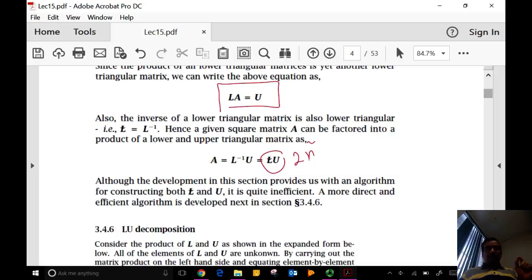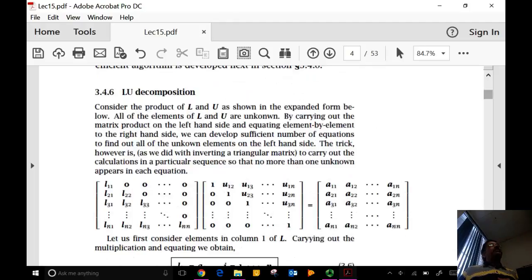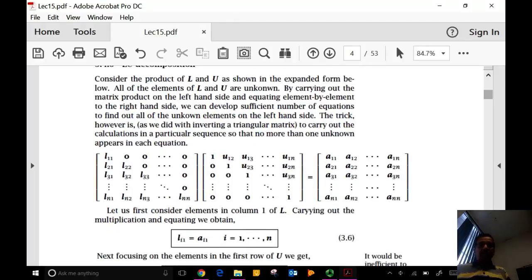But the most efficient method is actually given here, in the next section, where you have recognized that there are n square degrees of freedom, and you use those degrees of freedom to make the upper part of L 0 and the lower part of U as 0. But you are still left with n degrees of freedom, and you can choose that to be specified as every diagonal element of U is 1. Now, when you do that, you will have essentially exactly n squared unknowns and n squared equations.